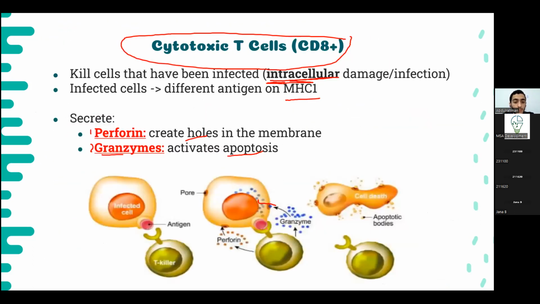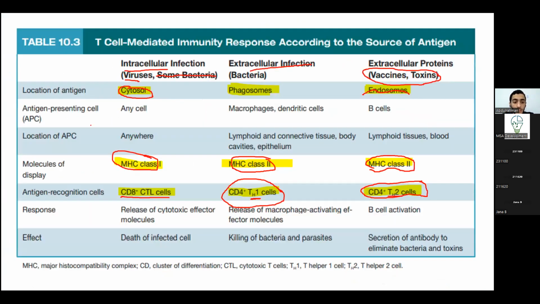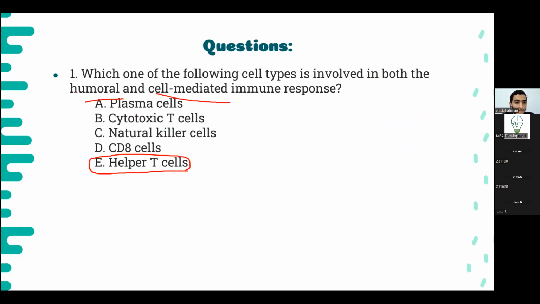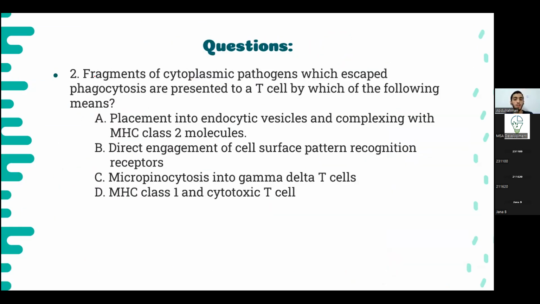Let's go back to the questions. Do you guys have any other questions about this lecture? Question 2. Fragments of cytoplasmic pathogens which escape phagocytosis are presented on a T cell by which of the following means? What do you guys think?